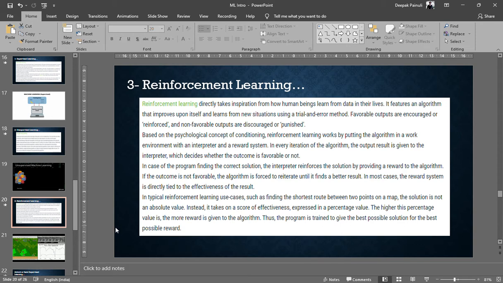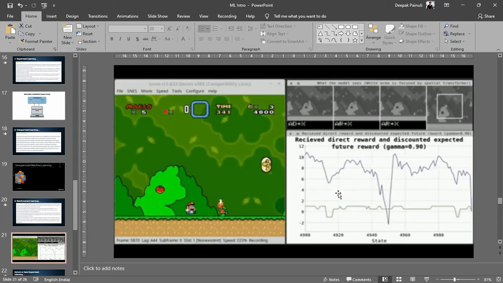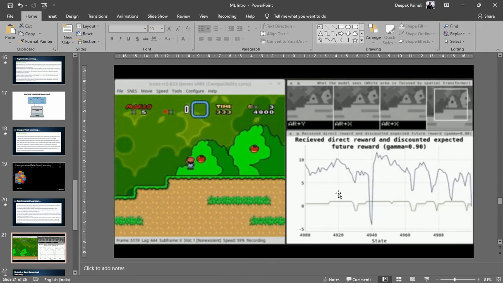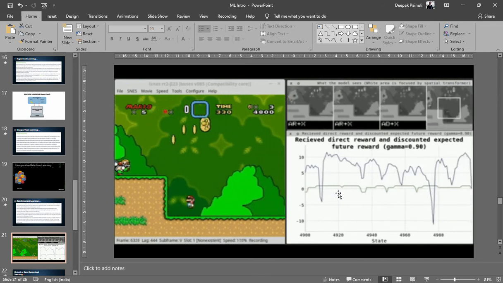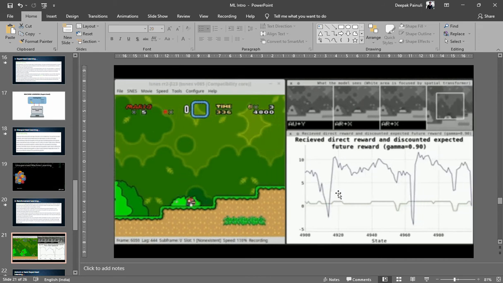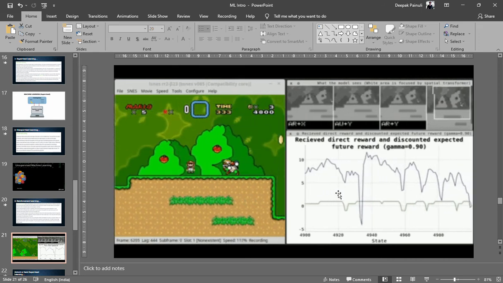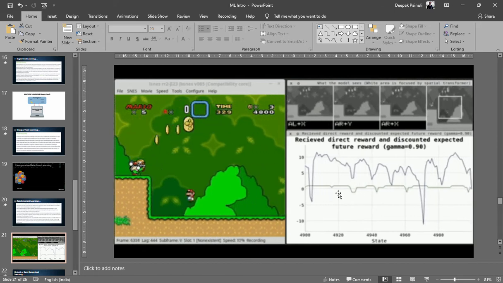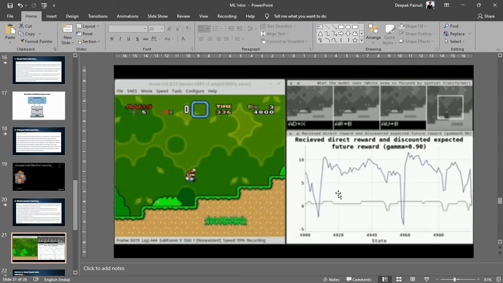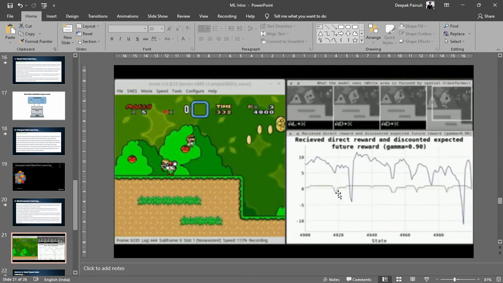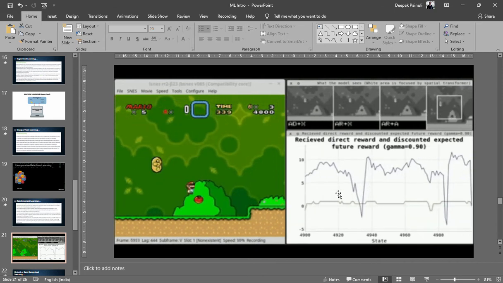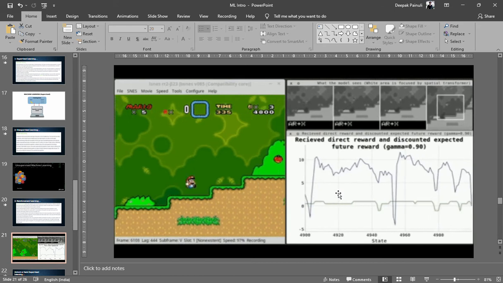So in the next image you can check. See, in this image you can see that the algorithm is trying to learn to play the Mario game, and whenever it takes a correct movement, it is rewarded. See the right hand side window, receive direct reward and discount expected future rewards.